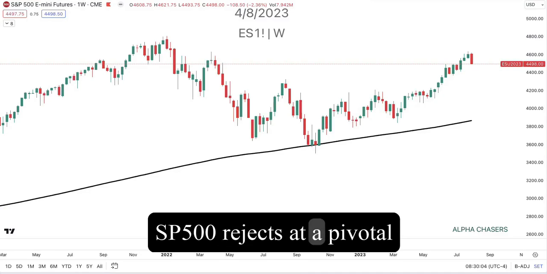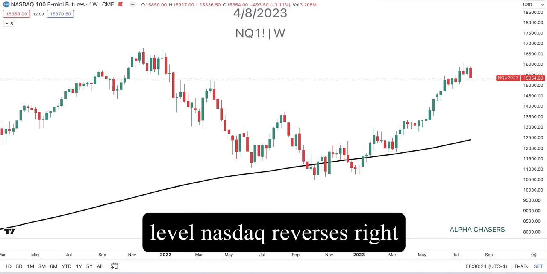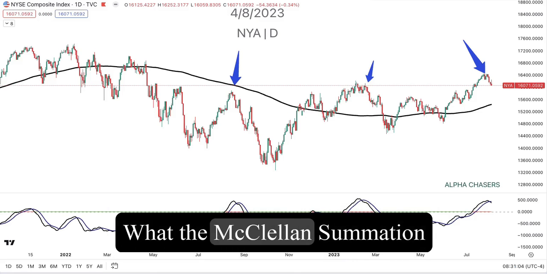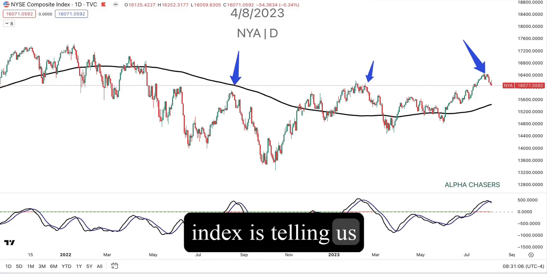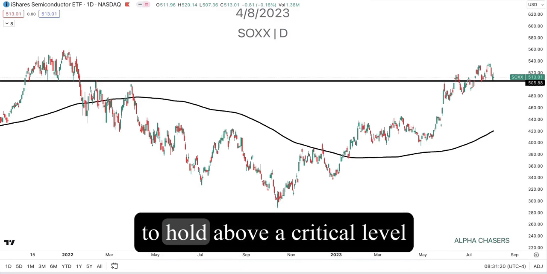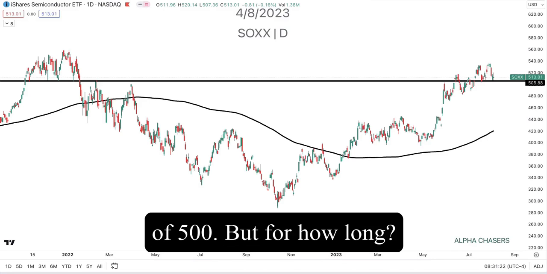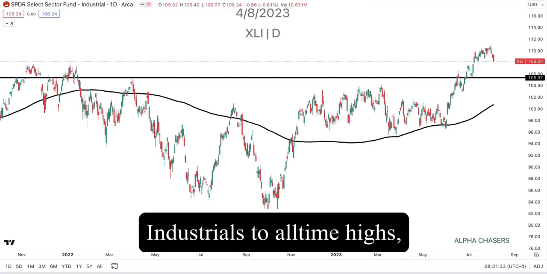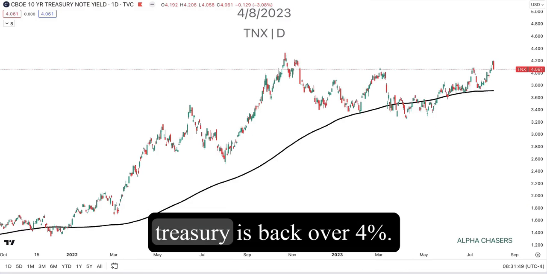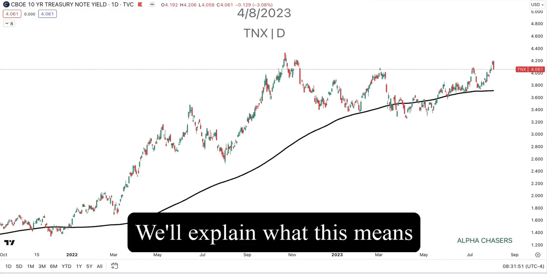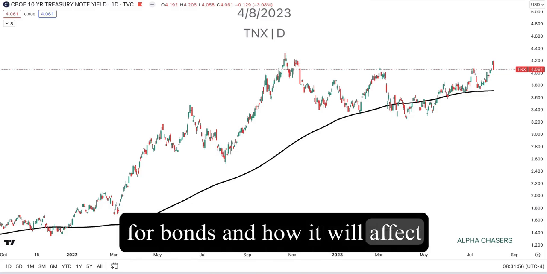S&P rejects at a pivotal level. Nasdaq reverses right at a control bar. What the McClellan Summation Index is telling us, semiconductor sector continues to hold above a critical level of 500, but for how long? Industrials to all-time highs, but then a pullback. 10-year Treasury is back over 4%. We'll explain what this means for bonds and how it will affect the equity markets.